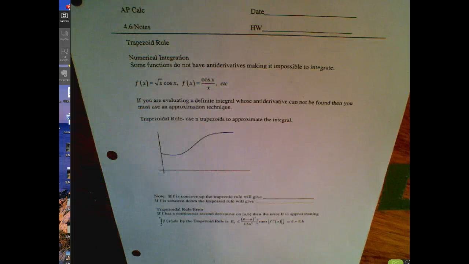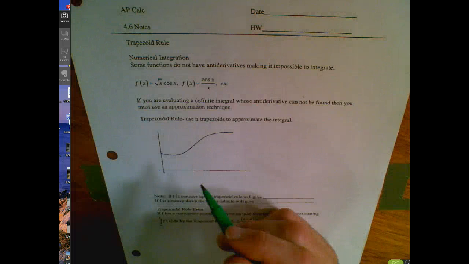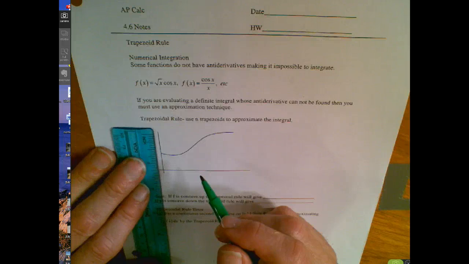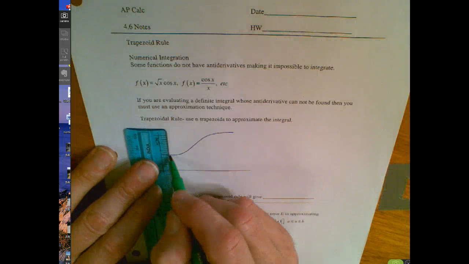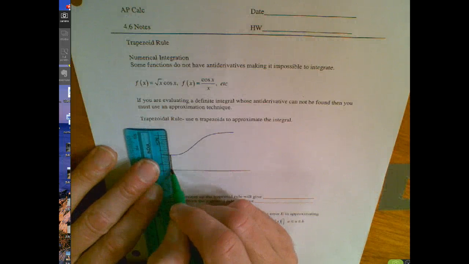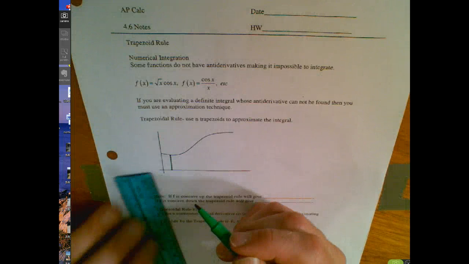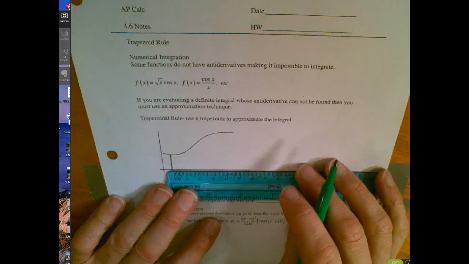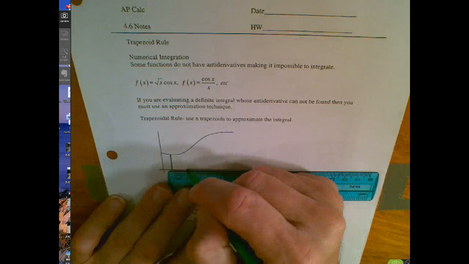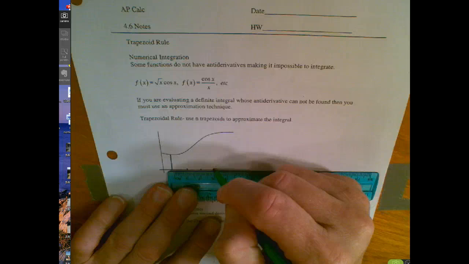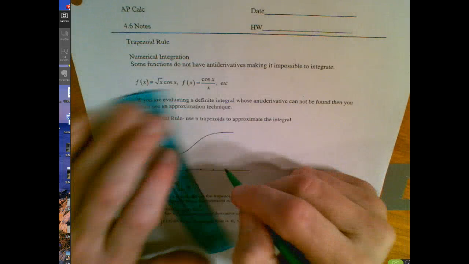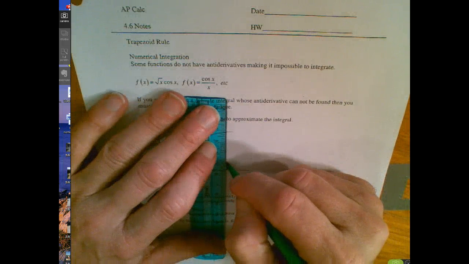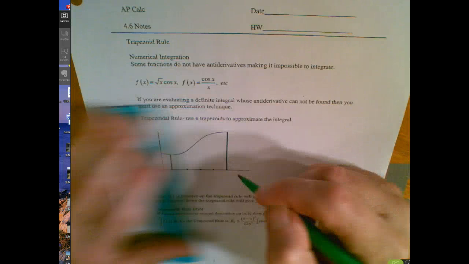Okay, let's take a look at section 4.6 here and the concepts behind it. We're going to do the trapezoidal rule. So we're going to break up our intervals, in this particular case, into equal segments. So I'm going to use my ruler here to break these up into 1, 2, 3, 4 equal segments. And we're going to see what the trapezoidal rule is all about.